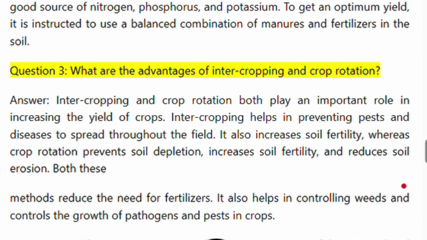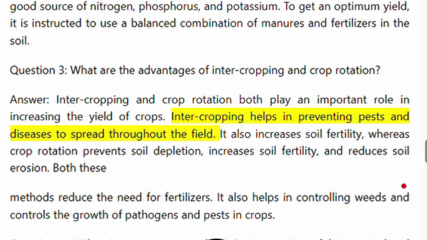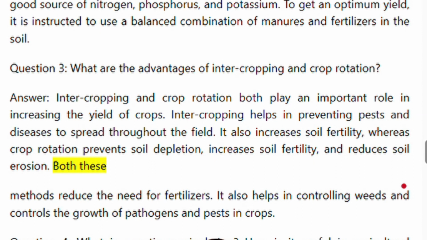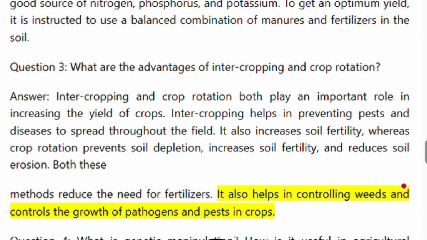Question 3. What are the advantages of intercropping and crop rotation? Answer. Intercropping and crop rotation both play an important role in increasing the yield of crops. Intercropping helps in preventing pests and diseases from spreading throughout the field. It also increases soil fertility, whereas crop rotation prevents soil depletion, increases soil fertility, and reduces soil erosion. Both these methods reduce the need for fertilizers. They also help in controlling weeds and controlling the growth of pathogens and pests in crops.